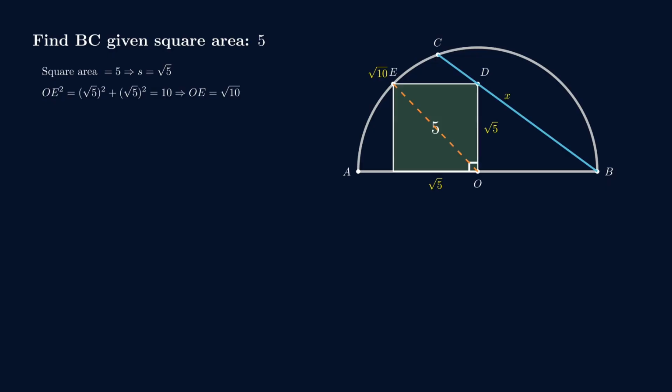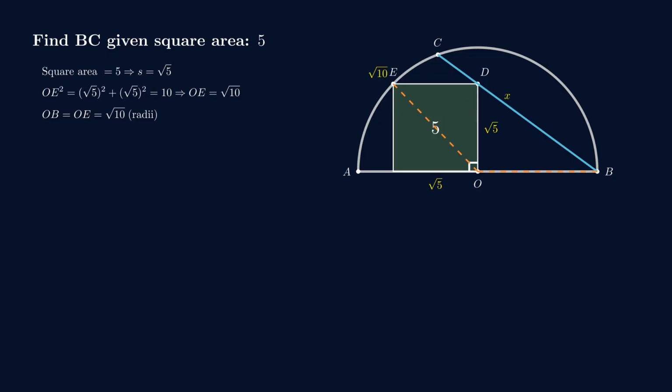So if we compute OE using the Pythagorean theorem, we get OE squared equals square root of 5 squared plus square root of 5 squared. That gives 5 plus 5, which is 10. So OE equals square root of 10. And since OE is a radius of the circle, that tells us the radius of the semicircle is square root of 10. That's big. Now we know the full diameter AB is twice that, but more importantly, we know OB equals square root of 10 as well.